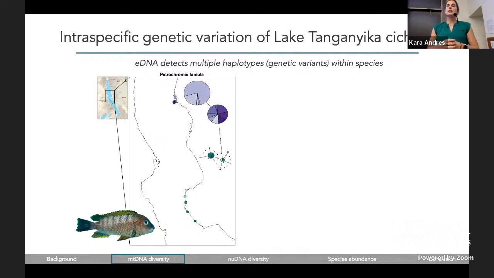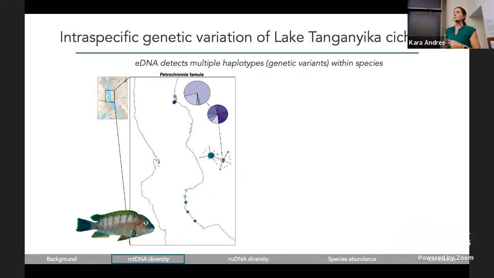So we constructed a haplotype network. Each haplotype is a distinct genetic variant belonging to Petrochromis famula at this marker. In this network, the different haplotypes are denoted with different circles. The size of the circle represents the relative abundance of that haplotype among all the populations. The color of the pie pieces represents the populations where we found that haplotype. And the length of the lines, as well as the dots along those lines, represent the number of base pair differences between those different haplotypes, the different genetic variants of this species.